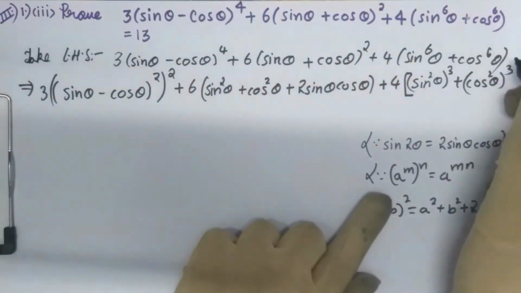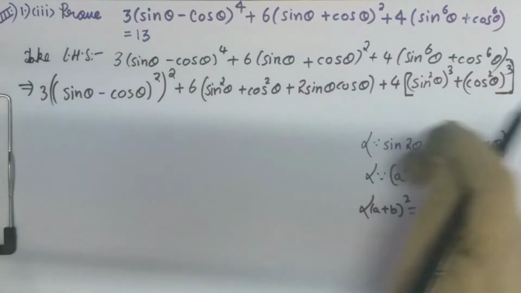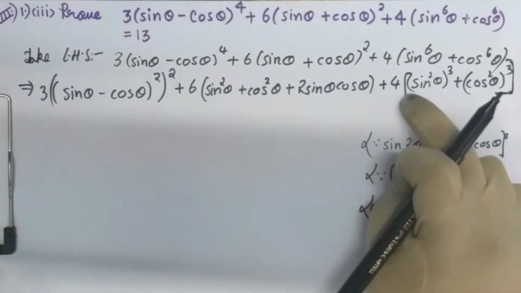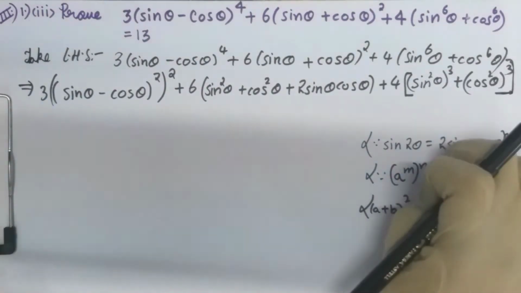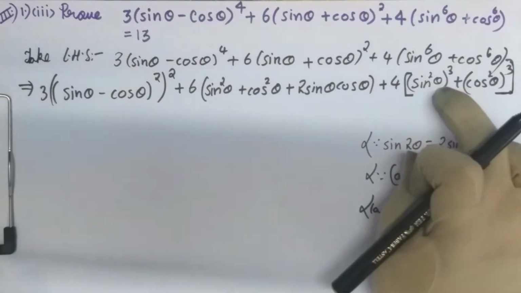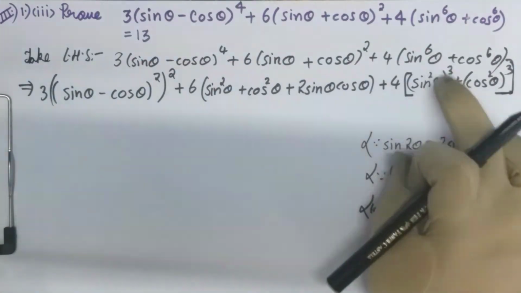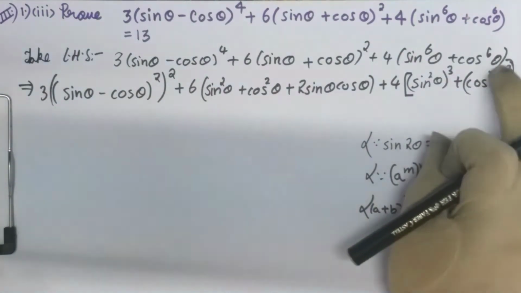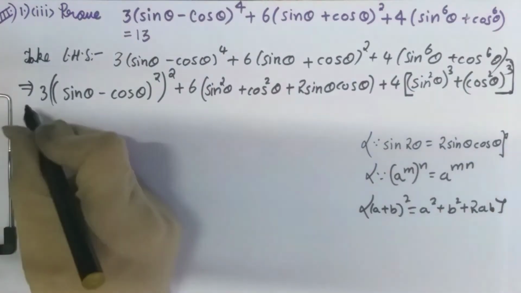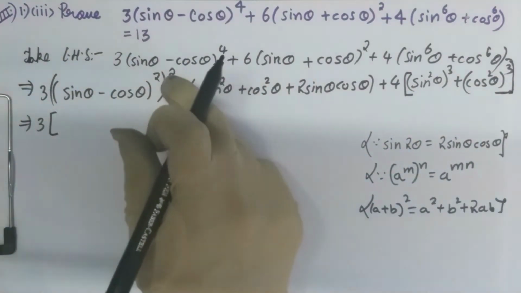Okay. So why am I writing this as a square, a cube and cube outside? Because we can write this as algebraic identity a^3 + b^3. It will be easy to expand a^3 + b^3. That is the reason why I am writing this as (sin^2 θ)^3 + (cos^2 θ)^3. So now 3 into, keep this 2 as it is only.